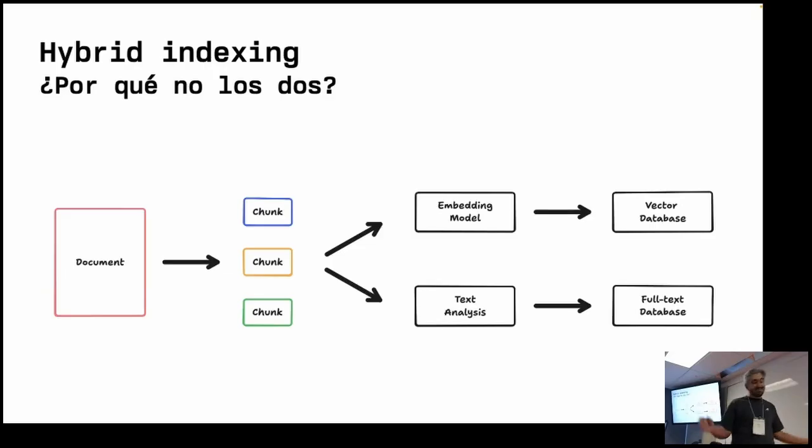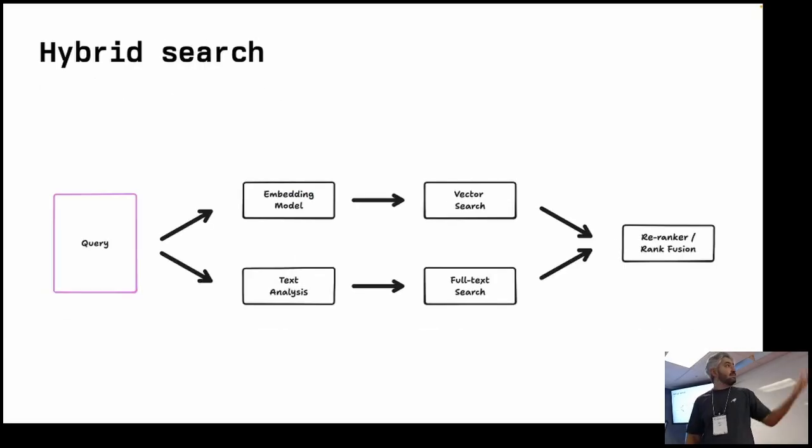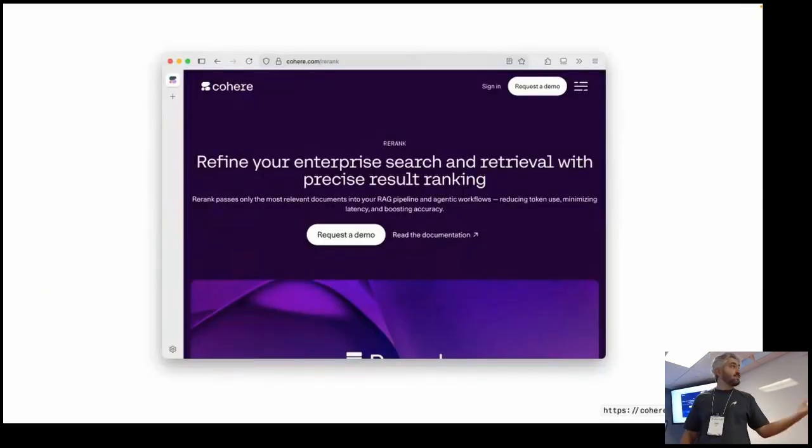Again, throw stuff away. But in my example, you saw that these things have different strengths, so you can throw your chunks into text analysis and into an embedding model and get both, basically. When you do your query, you get two sets of results that you can then re-rank.